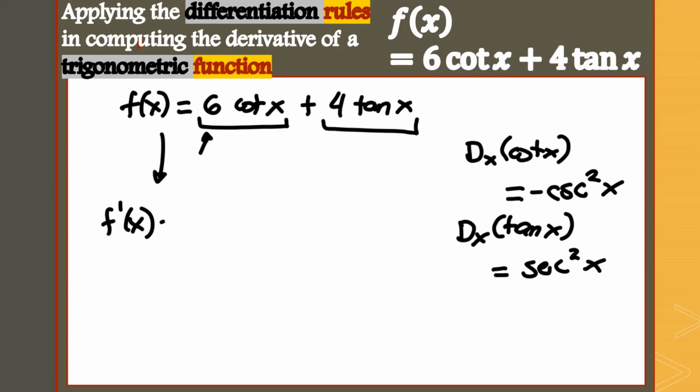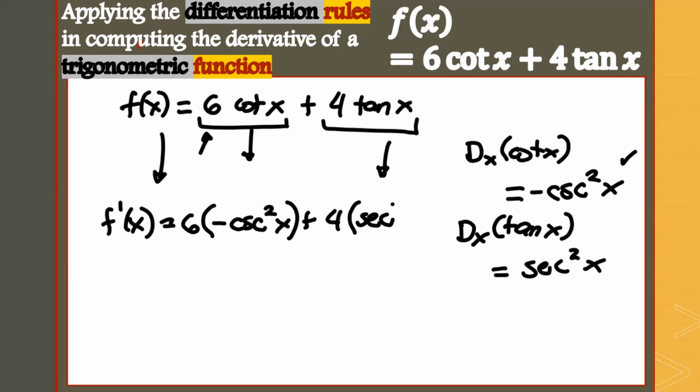This would mean its derivative will have 6 times the derivative of cotangent x, identified here being negative cosecant squared x, and then plus another constant multiple 4, and derivative of tangent x times secant squared x. Hence, the result here is negative 6 cosecant squared x plus positive 4 secant squared x.